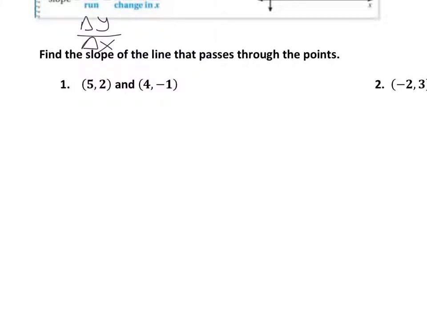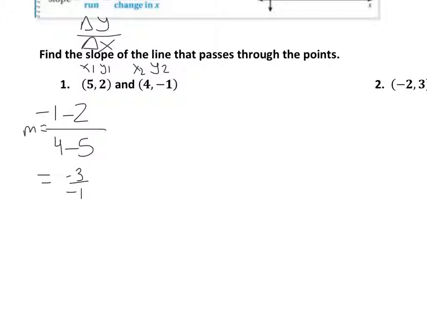So it says, find the slope of the line that passes through the points. Okay, so label x1, y1, x2, y2. Okay? So m equals y2 minus y1 over x2 minus x1. See how I did y2 minus y1 over x2 minus x1. That is negative 3 over negative 1, which is 3.